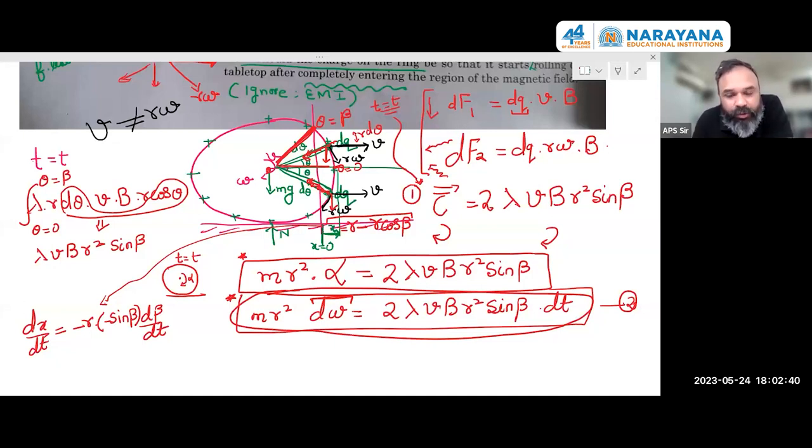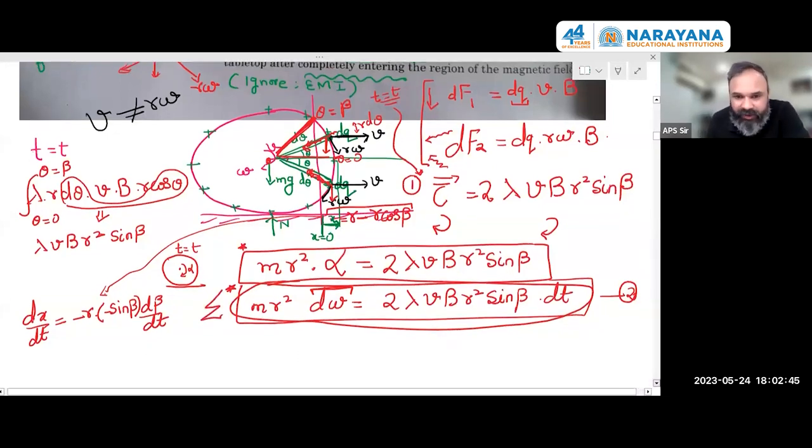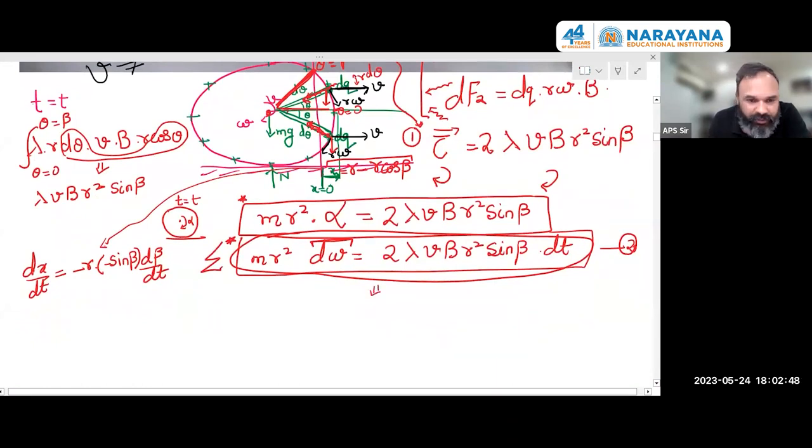And we understand that initial omega was 0. So basically my interest is to take sigma of these terms. What I'm saying is, if I take sigma of these terms, my LHS becomes m r square into omega final. What about these terms which I have got in RHS? R sine beta is representing the dx by dt term through which it has entered. So let me substitute and tell you. R sine beta I'll replace by dx by dt with a d beta by dt term as such. So keep it as such.